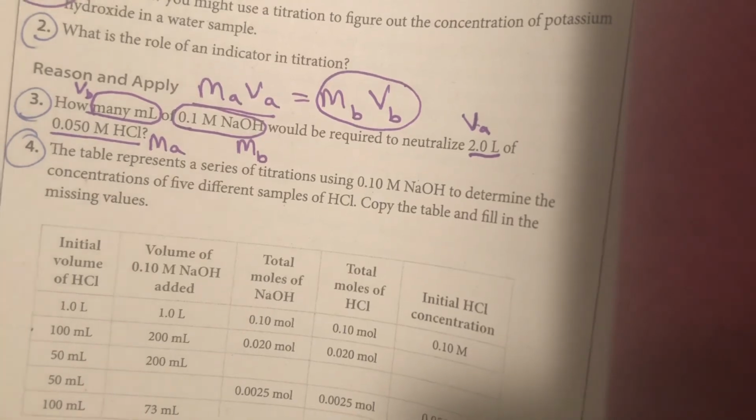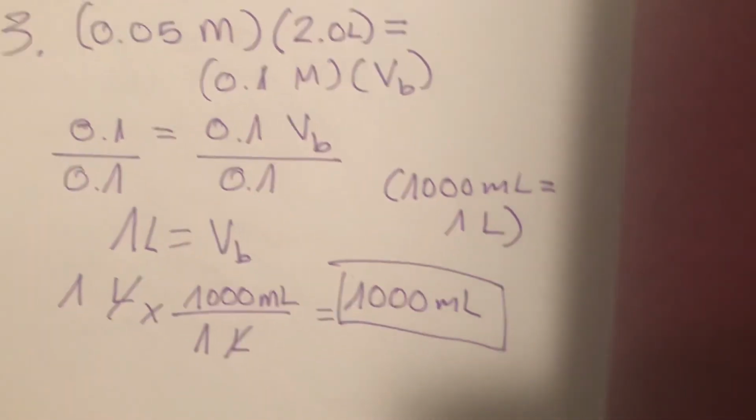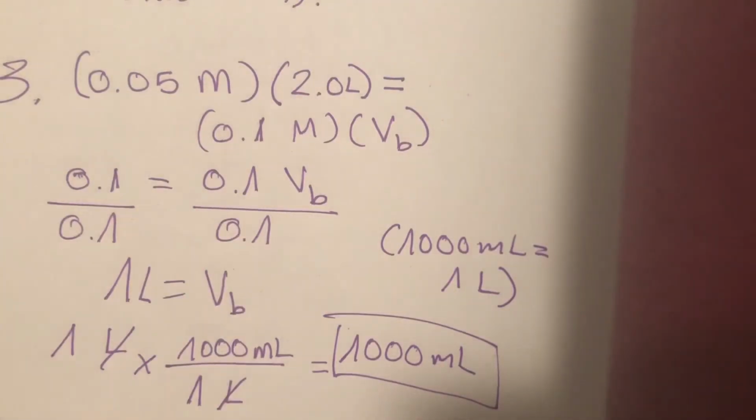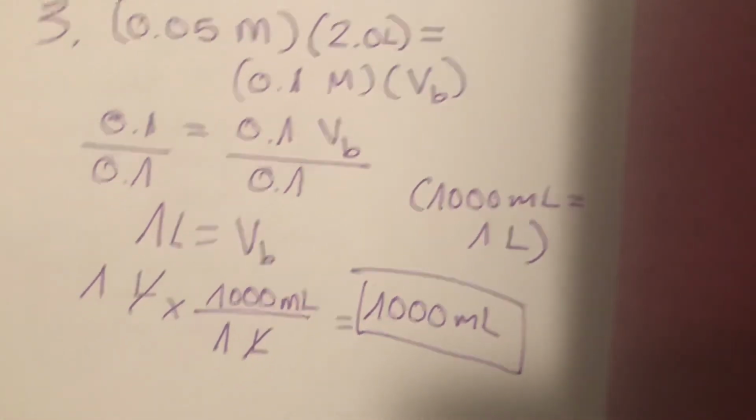So number 4, like I said, I'm going to skip. Number 5 is going to be another use of this same idea of MV equals MV, but instead of just doing MV, we're going to look at where we end up having more. Do we have more acid? Do we have more base?